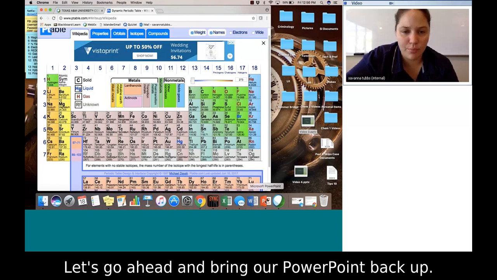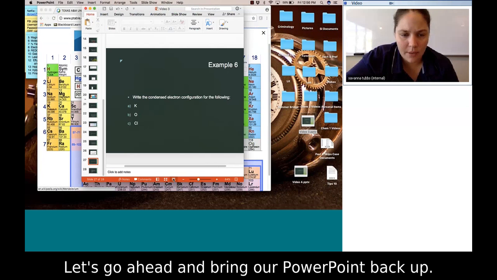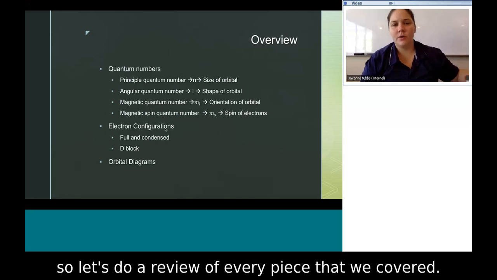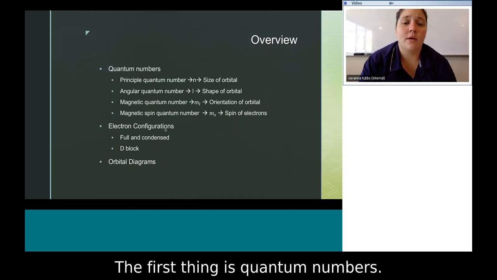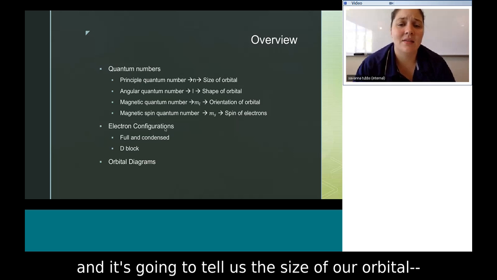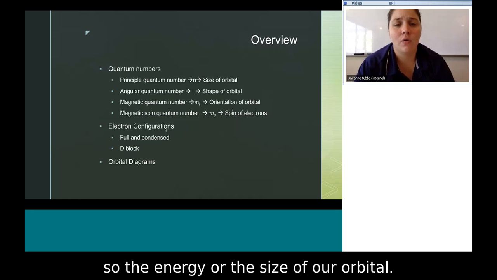Let's go ahead and bring our PowerPoint back up. And that wraps up everything that we have today. So let's do a brief overview of everything that we covered. The first thing is quantum numbers. We covered principal quantum number, which is n, and it's going to tell us the size of our orbital. So the energy or the size of our orbital.